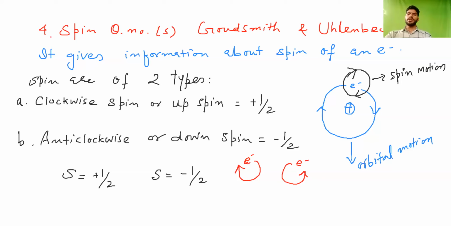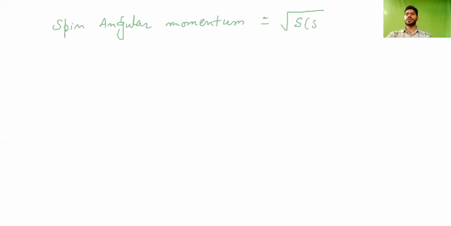Okay, so this was the last quantum number, but this last quantum number also gives the spin angular momentum. So we can also calculate the spin angular momentum of an electron. Angular momentum is of two types. One is the orbital angular momentum, which we have already studied in the second quantum number. Another is spin angular momentum. Spin angular momentum is calculated by the formula square root of s into (s plus 1) into h upon 2 pi.